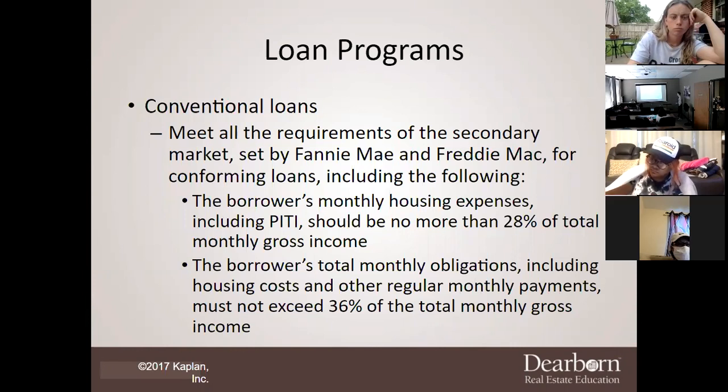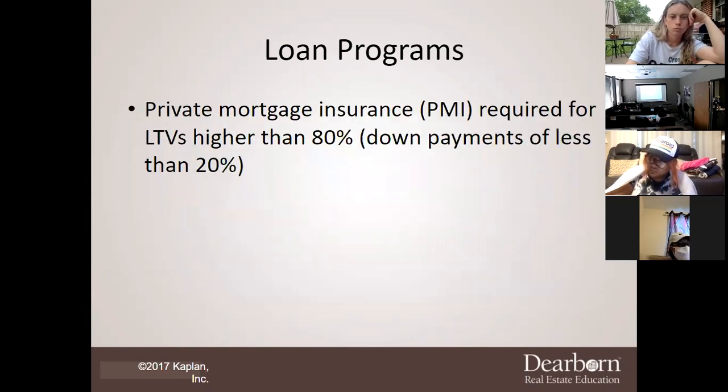So they have a certain set amount that they can't charge over for that. The regular monthly payments could be maintenance on the house, your mortgage payment, all that stuff. Private mortgage insurance, PMI. I'm sure Justin has a lot to say about this one. It's required for LTVs higher than 80% and down payments of less than 20%. So you can pay a lower down payment, but the loan-to-value ratio is higher than 80%.